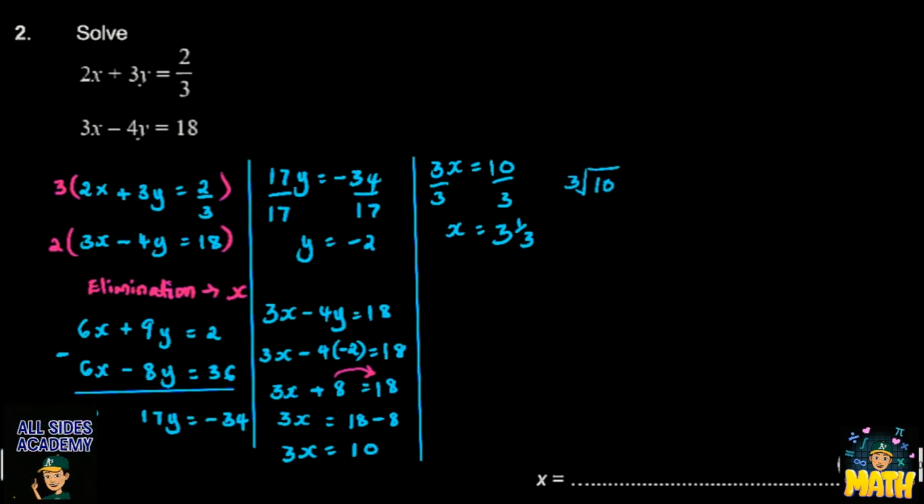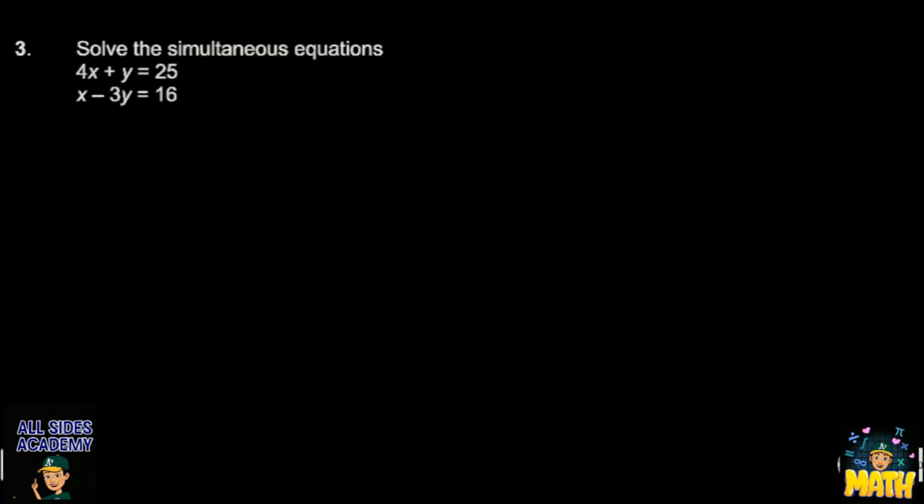Or you can do the long way. 10 divided by 3. 3 goes into 10 3 times. So that's 9, remainder 1. So it can be written as 3 and 1 over 3 as your value for x. Yeah, so that's the value of x and the value of y right there.